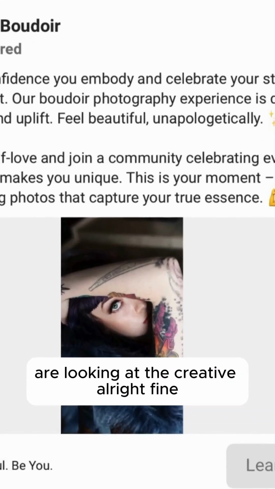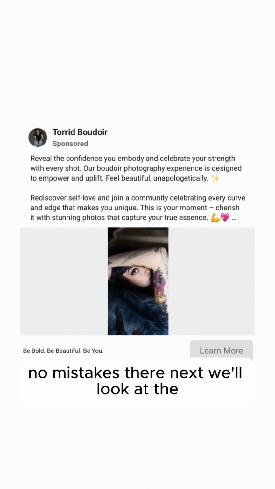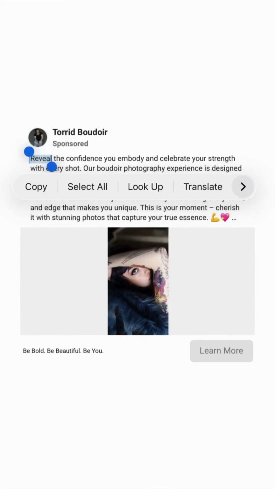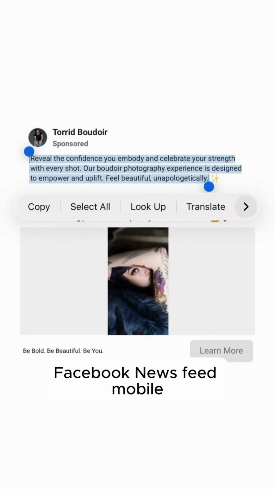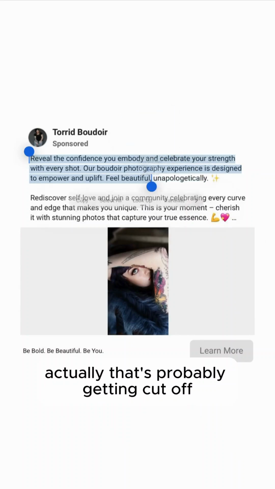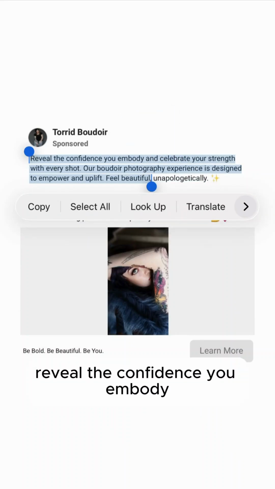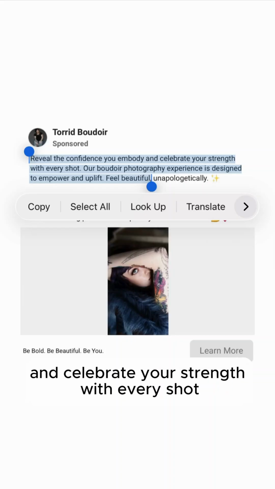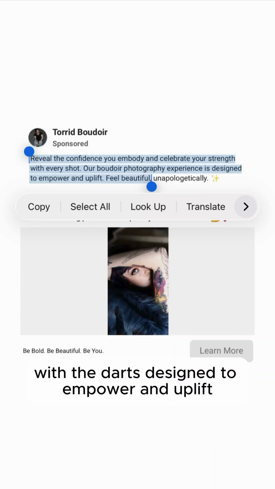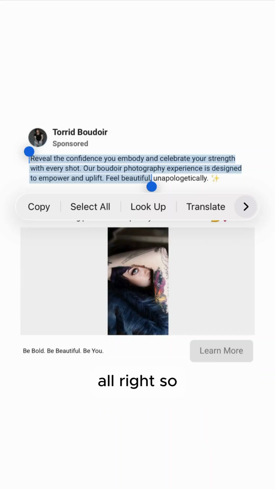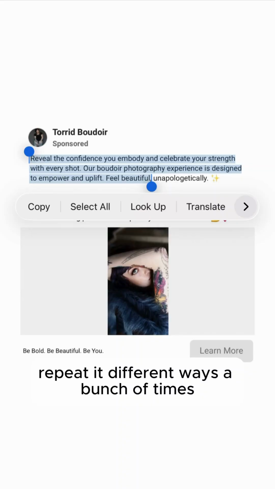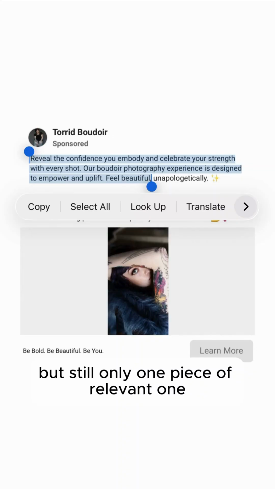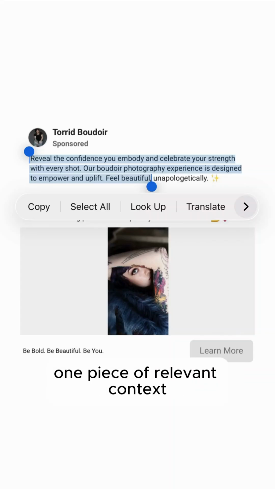All right, looking at the creative. All right, fine, no mistakes there. Next, we'll look at the see more headline, first 2 3/4 lines, Facebook newsfeed mobile. Actually, that's probably getting cut off. Reveal the confidence you embody and celebrate your strength with every shot, or with left targets designed to empower and uplift. All right, so yeah, we only got one type of specific context here. Repeated different ways a bunch of times, but it's still only one piece of relevant context.